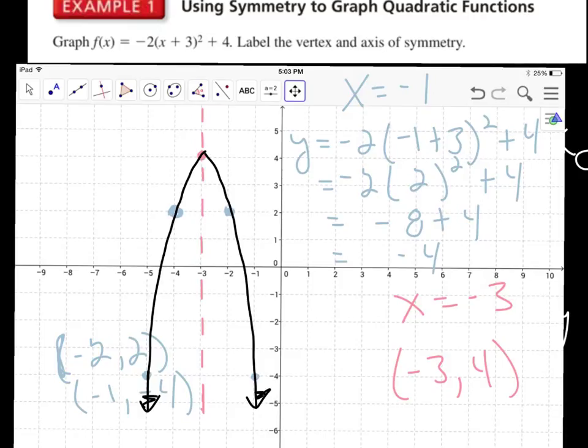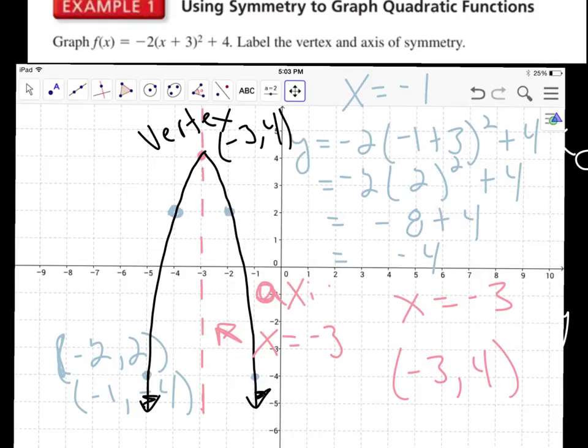Now if you go back up to the beginning, it says label the vertex. So all you want to do is say vertex and give the coordinate, which was -3, 4. And then you just want to write what the line is, so it's x equals -3. So that's your axis of symmetry. You don't have to write out axis of symmetry every time, especially when you're using a stylus because it's tough to write. But the big thing I'm looking for is the vertex, and then the equation of the line down here.